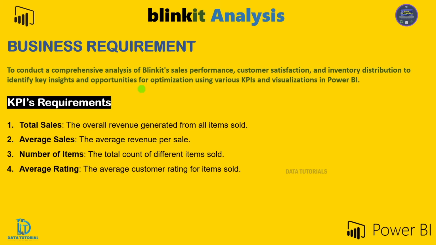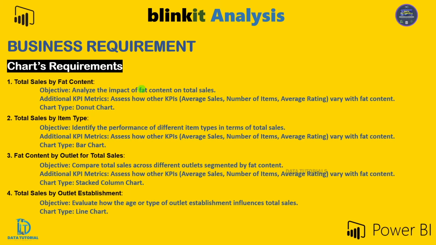So we have to find the average revenue per sale, right? Then, what is the number of items? The number of items is the count of each and every row, that is, how many items are being sold, right? And then we will find out the average rating. A rating is not always provided by the customer, some customers provide it, some do not, but we will consider the entire data and based on that find the average ratings of the items sold, right? So these were the KPI requirements.